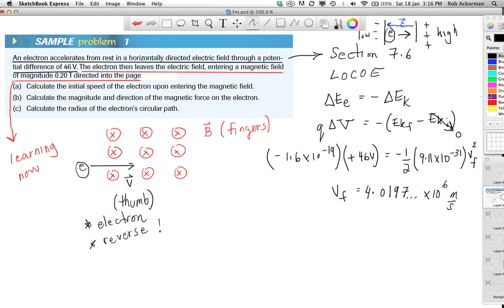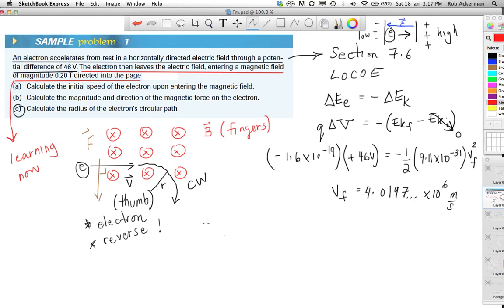So let's draw that in here. A force going down like this, which is perpendicular to the velocity, and that's going to cause the electron to curve in what I would describe as a clockwise circle. There will be some radius to that circle, and I believe that's what they ask you to calculate here in part C. So let's continue with this calculation.